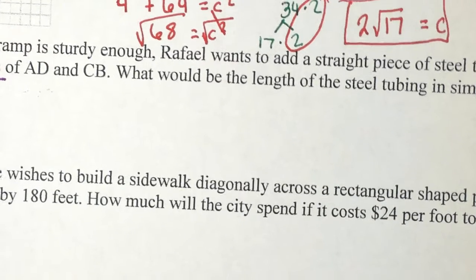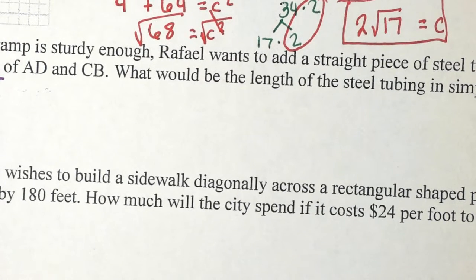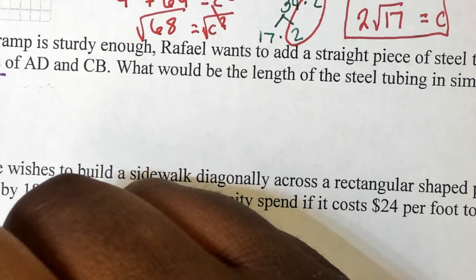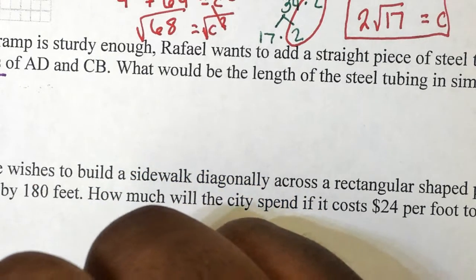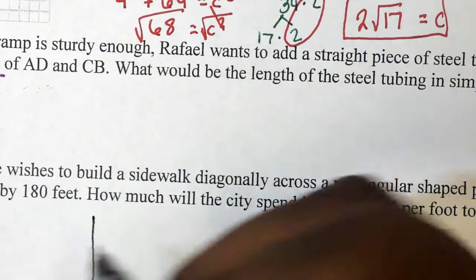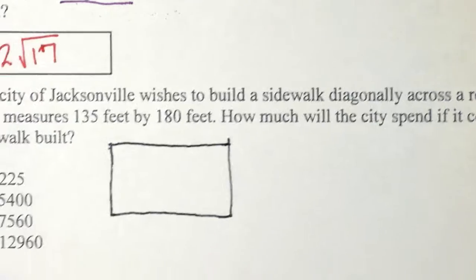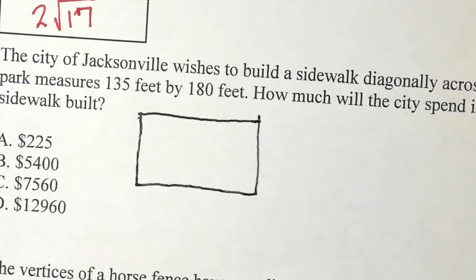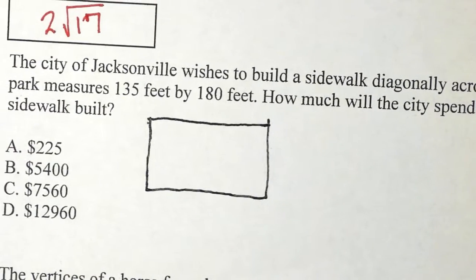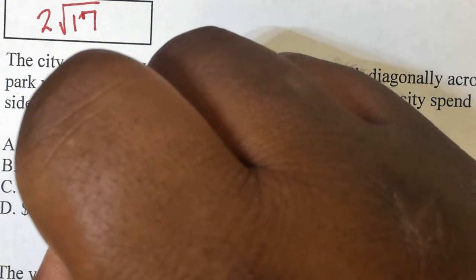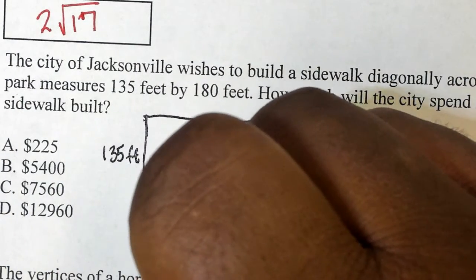So on this one, reading the problem, what shape is the park? Rectangle. So obviously you should know what shape you should be drawing on your paper first. It's always best to draw these situations out if they're not drawn out for you. Draw a rectangular park for myself. Then after that, I'm putting my measures of my park in. Say my park measures 135 feet. So my shorter side will be 135. My longer side will be 180.